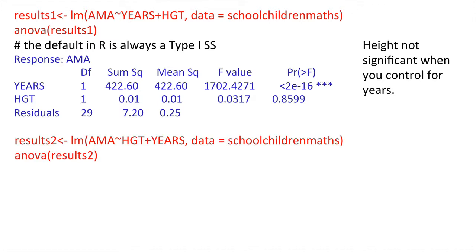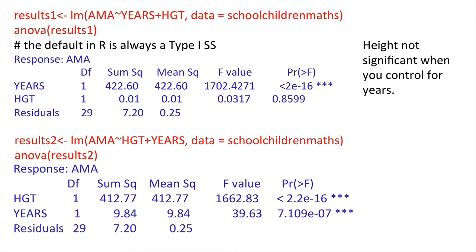What about in reverse? So we can look at this type 1 sums of squares but actually fit the model in reverse. So first we're fitting height where we're not controlling for age in years, and then we're fitting years when we are controlling for height. This will give us our second analysis of variance, and we can see that we get a rather different answer when we put them in this way.